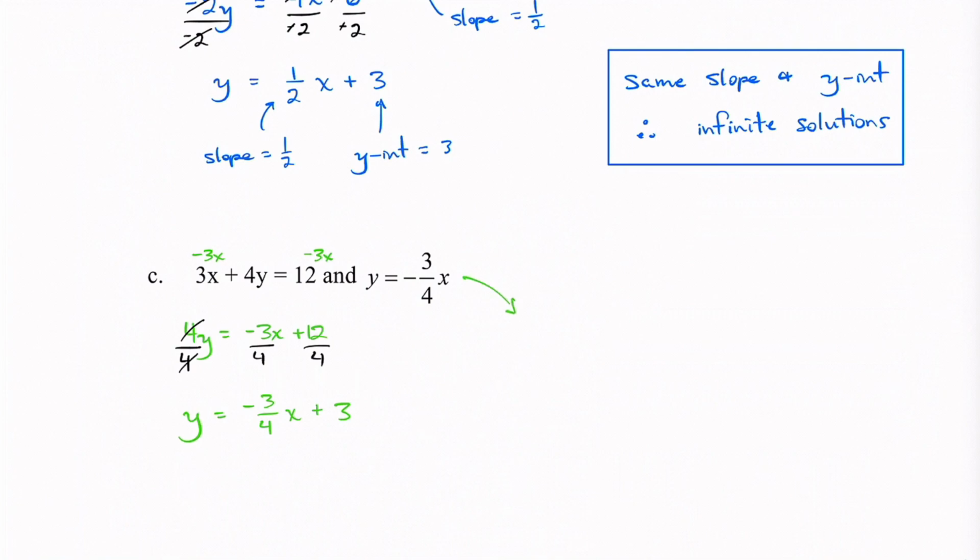The second one, we're going to change this one too. So it's y equals negative 3 over 4 x.